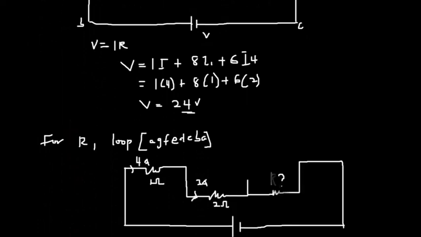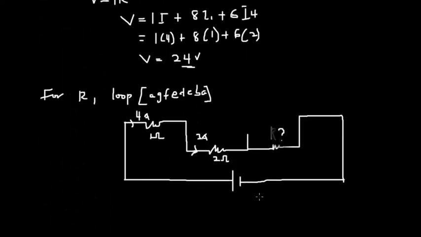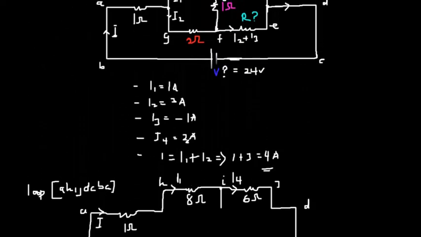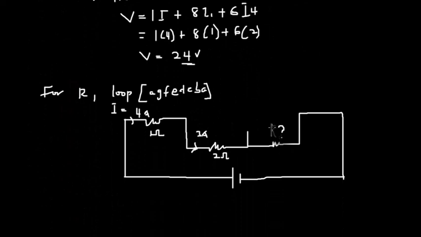After redrawing, this is how the circuit will look. This is our main I, which is 4 amps, and the current flowing through the 2 ohm resistor, I2, is 3 amps. Then we have to find this R. So let's see how we go about this question. Now we choose the loop. We know that V was 24 volts. This is our V, 24 volts. Now let's try solving this question.